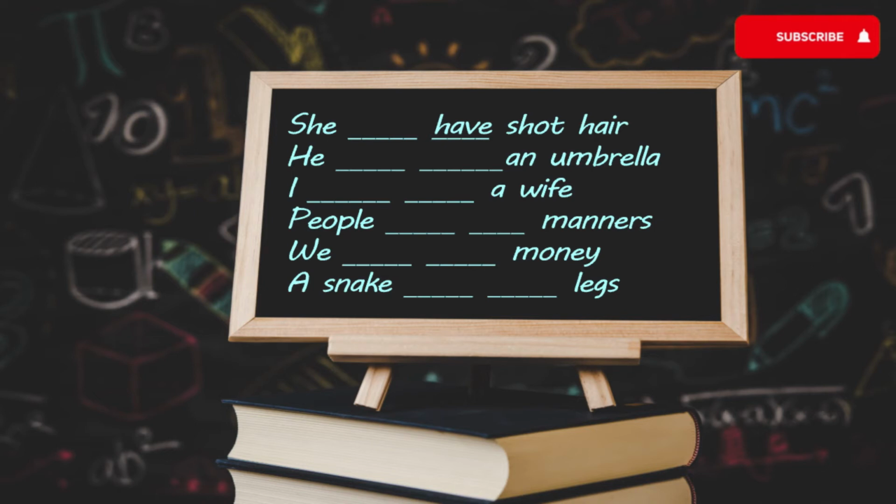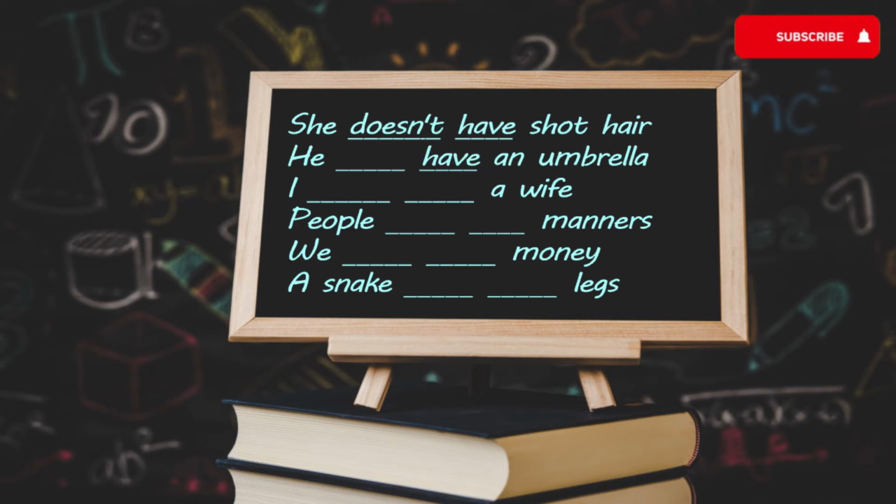Okay, she, blank, have short hair. Should we use don't or doesn't? If you remember, for she, we use doesn't. She doesn't have short hair.